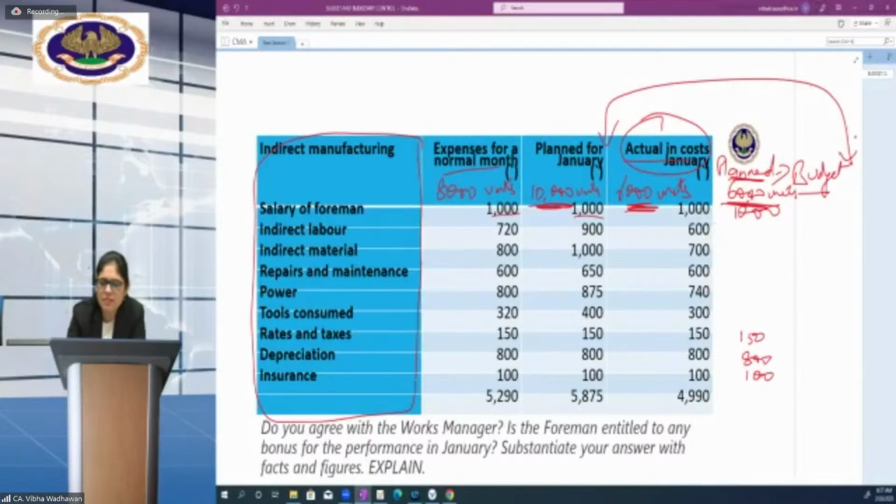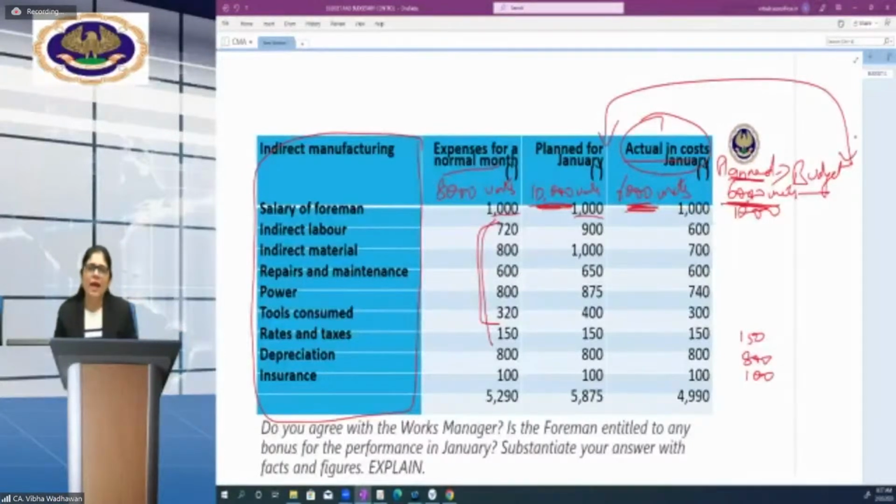Now the rest of these are indirect labor, indirect material, repair and maintenance, power and tools consumed. Out of these, some are variable and some are semi-variable. Now, this is the main exercise which you have to do. You have to find out. See, fixed is quite clear, so we have written it first. Now, what are variable? How can you find what are variable?